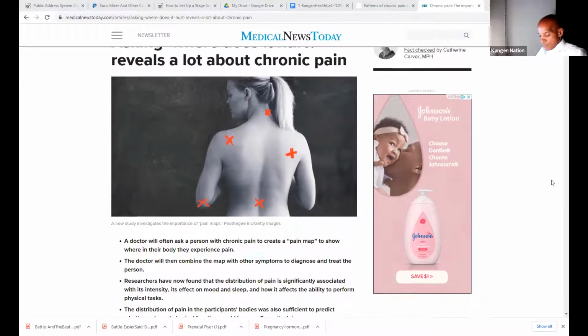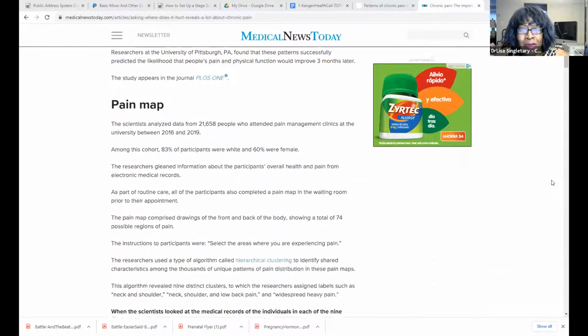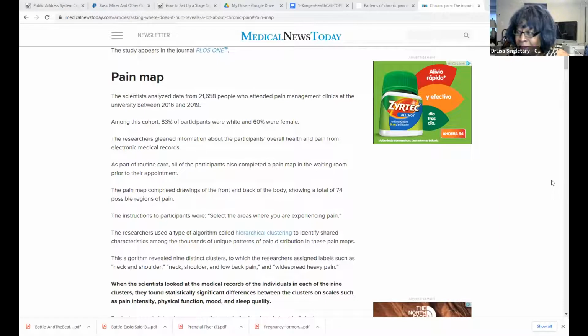That's like the Q. But anyway, over time they have been studying this, and they've been studying pain for a long, long time. They analyzed data from 21,658 people who attended pain management clinics over a 3-year period. And when you have that kind of statistical power, you can take something subjective, like pain, and develop an objective paradigm, maybe a probability, that we can learn things from.